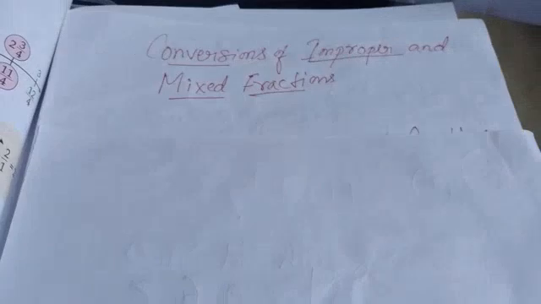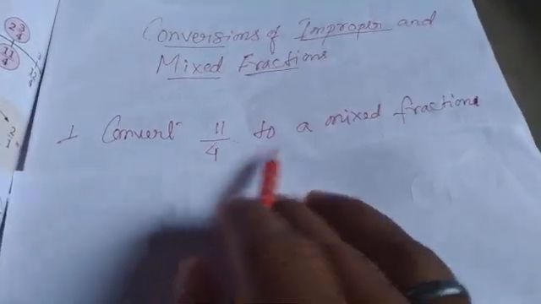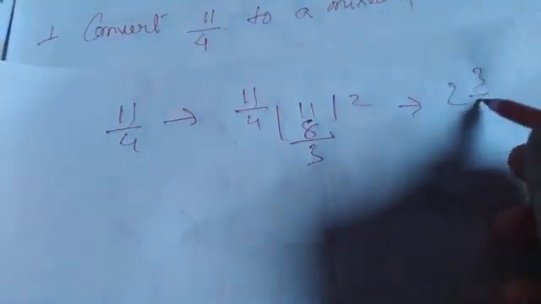Now let us see one thing. See here, conversion of improper fraction and mixed fraction. Convert 11 by 4 to a mixed fraction. We can write 11 by 4 in two different ways. If we divide 11 by 4, we get 2, and 2 times 4 is 8, the remainder is 3. So we can write this as 2 3 by 4.